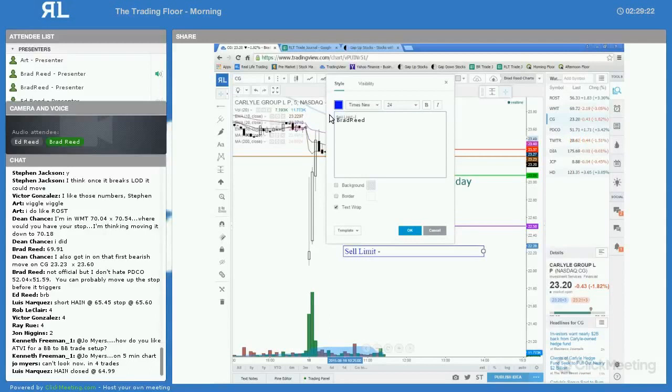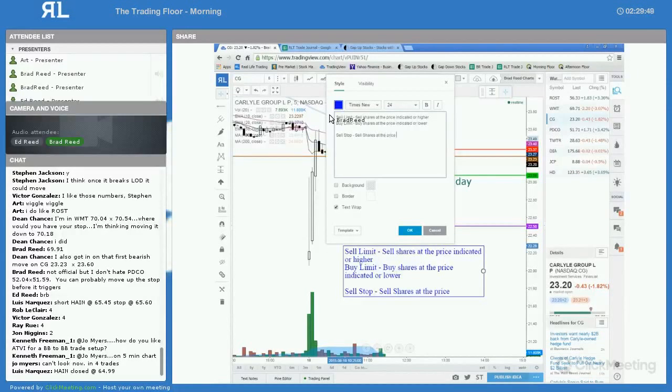So a sell limit says sell the shares at the price indicated, I have to spell that again, indicated, I think I spelled it right that time, or higher. A buy limit will buy shares at the price indicated or lower. I guess I can put the stops in. Sell stop will say sell shares at the price indicated or lower. Buy stop says buy shares at the price indicated or higher.